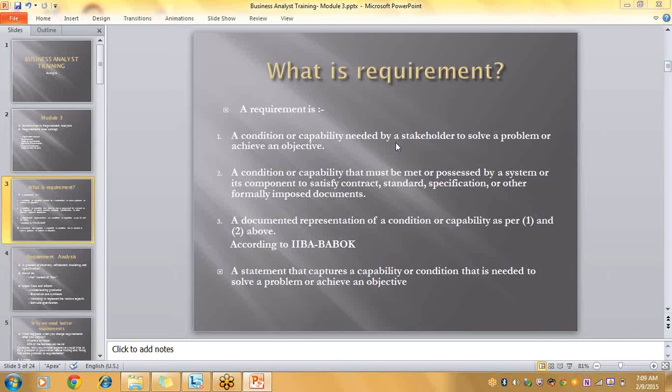in order to satisfy, if you see the second condition, the standard or the specification or other formally imposed document, right? So that is what a requirement is.